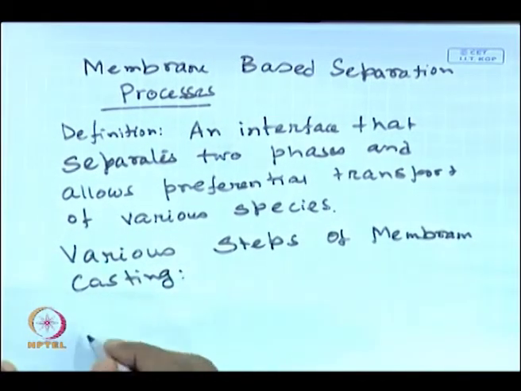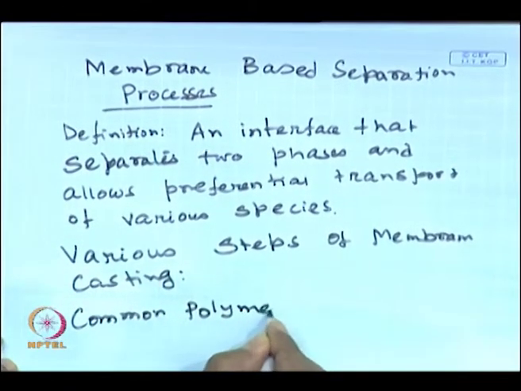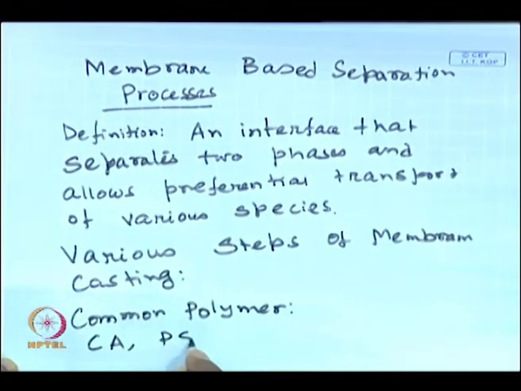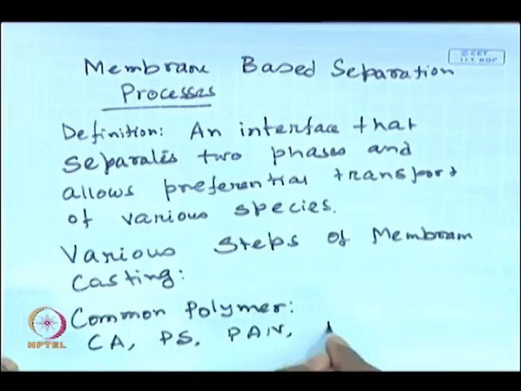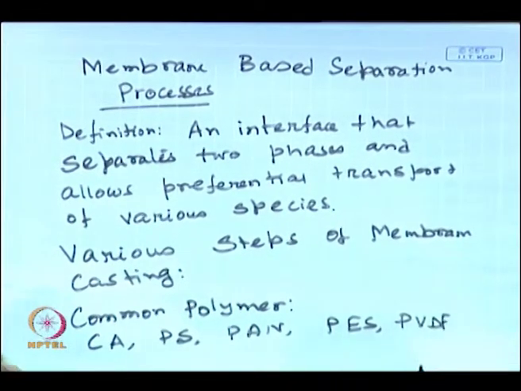Now, the common polymers that are used for casting the membrane are cellulose acetate, polysulfone, polyacrylonitrile, polyether sulfone, and PVDF, polyvinylidene fluoride. Cellulose acetate is used for casting the reverse osmosis membrane. Polyamide, PA, is also used for casting the reverse osmosis membrane. Polysulfone and polyacrylonitrile polymers are used for casting the ultrafiltration membrane.